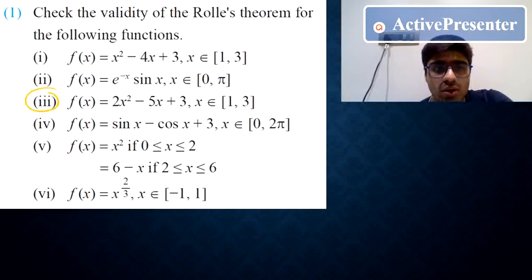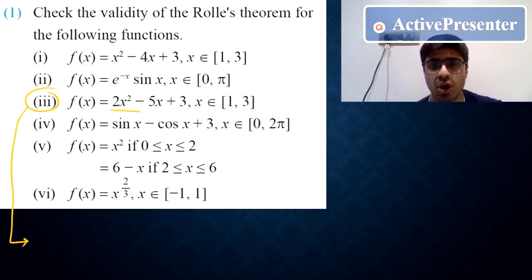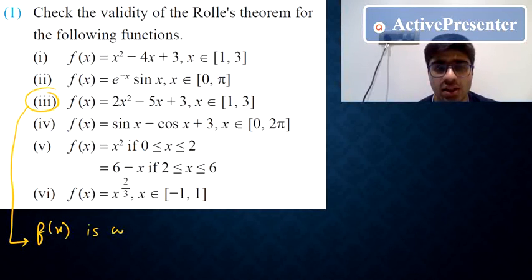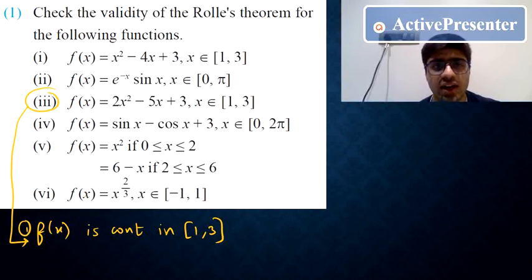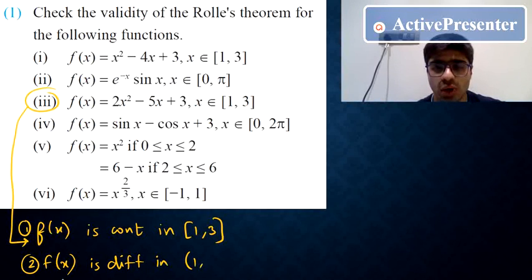Going ahead with the third question. The third function is a polynomial function, so in the given interval, f of x will be continuous at every point. So f of x is continuous in the interval 1 to 3. That's the first condition of Rolle's theorem getting satisfied. F dash x will be 4x minus 5, which is also a polynomial function. So f dash x is a polynomial function, so it exists at all values of x in the given interval, and that is why we say that f of x is differentiable in the given interval, that is 1 to 3.